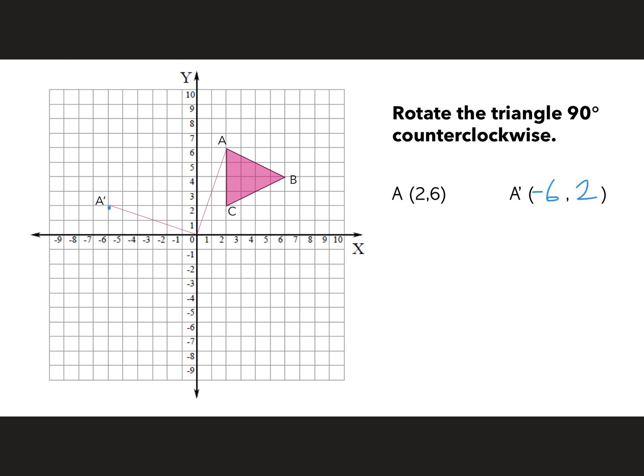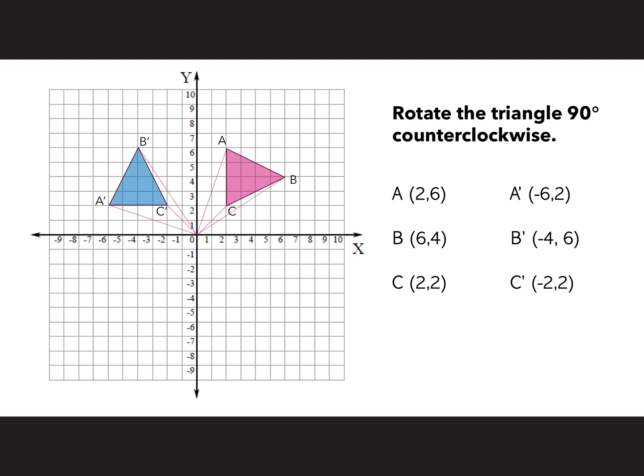And again, just like the last time, I want you to start thinking about what is the pattern that you see. Here I've drawn my right angle lines from B to new B. And so the new B is at -4, 6, right here. And for my C, it looks like that one is at -2, 2. Let's draw that triangle. Okay. What do you see with the ordered pairs? What pattern did you see when we went from 2, 6 to -6, 2?